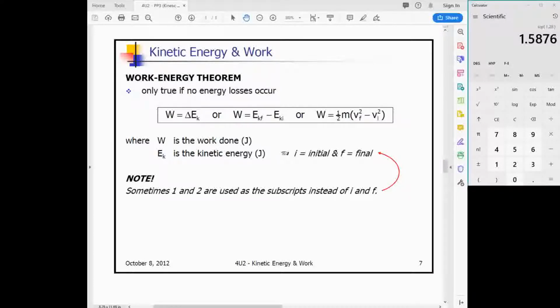We'll get into that a little bit later. So what I'd like you to copy down is the work-energy theorem slide here. It's only true if no energy losses occur, and energy losses could be in the form of sound or heat or deformation. The subscripts i and f are our initial and final. The main way of thinking of this is just that the work equals the change in the kinetic energy, from the initial position to the final position.